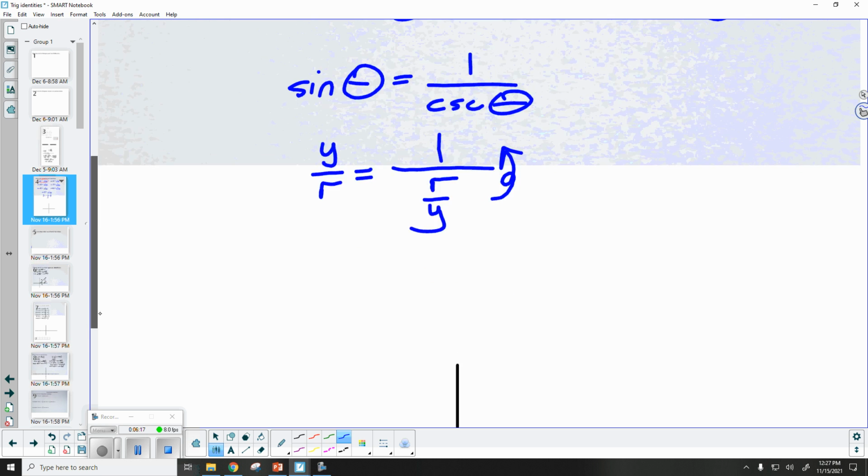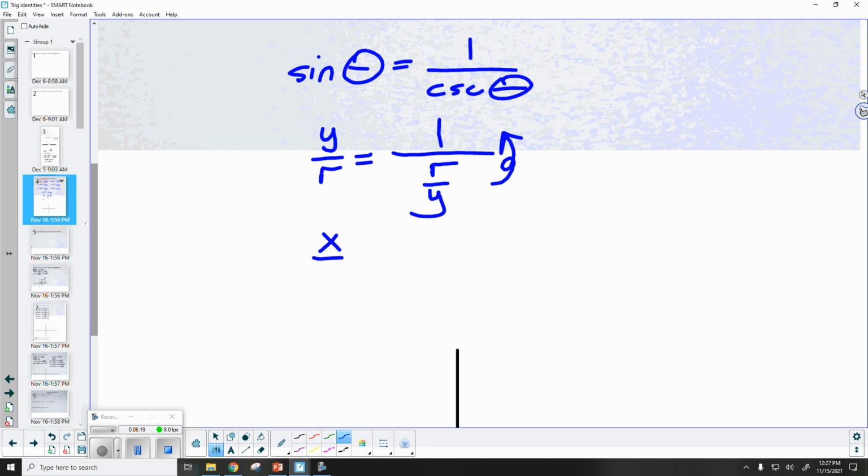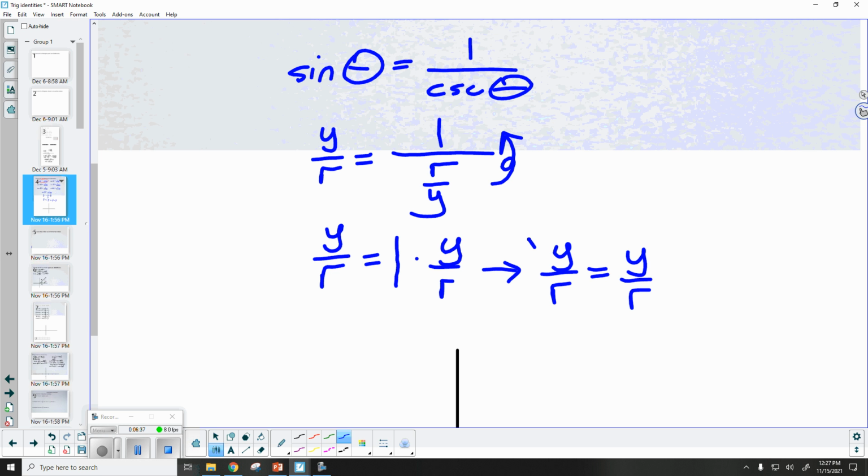Okay, so I'm going to say that y over r is equal to 1 times, and then I'll flip the fraction, y over r. So this implies that y over r does indeed equal y over r. So this is a legitimate property.